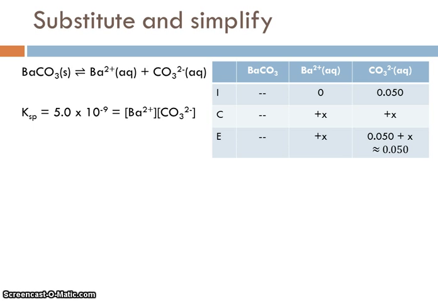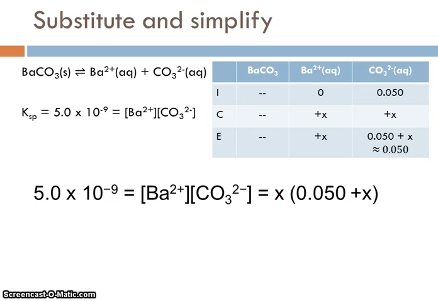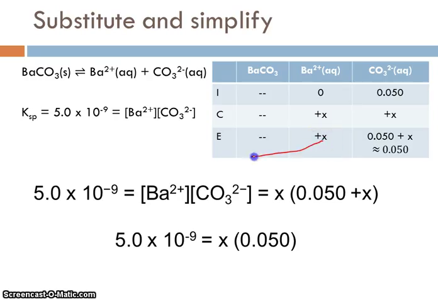So now we can substitute these values in, and we can simplify it, because we said 0.05 plus x is about 0.05. That makes our math really easy. So all I did was take my equilibrium values and put them in.